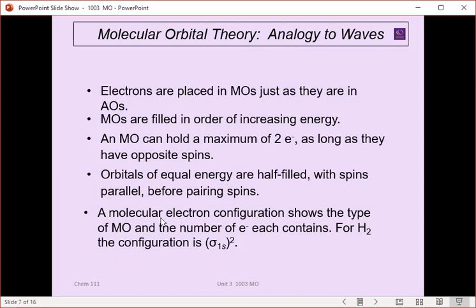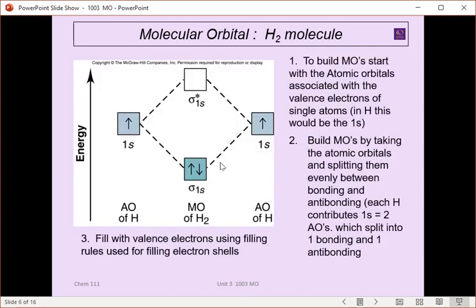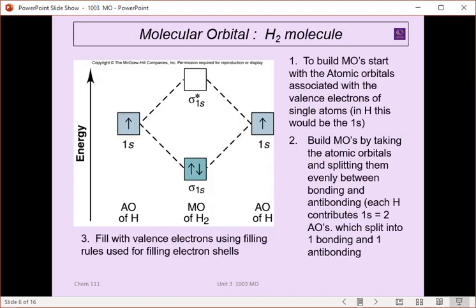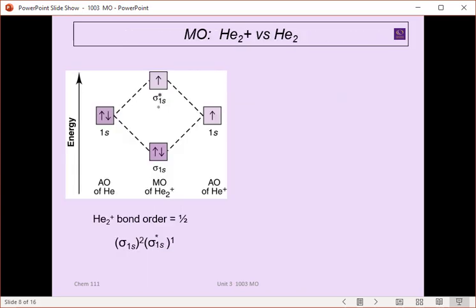That's Pauli exclusion principle. A molecular orbital configuration shows the type of the molecular orbital and the number of electrons each contains. So if I was to do a molecular orbital configuration, it's a sigma 1s with 2 electrons in it. This, again, is a fairly useless notation. This diagram is what you could interpret and make some sense out of. All right, so we're now going to move on and do something a little more complicated.